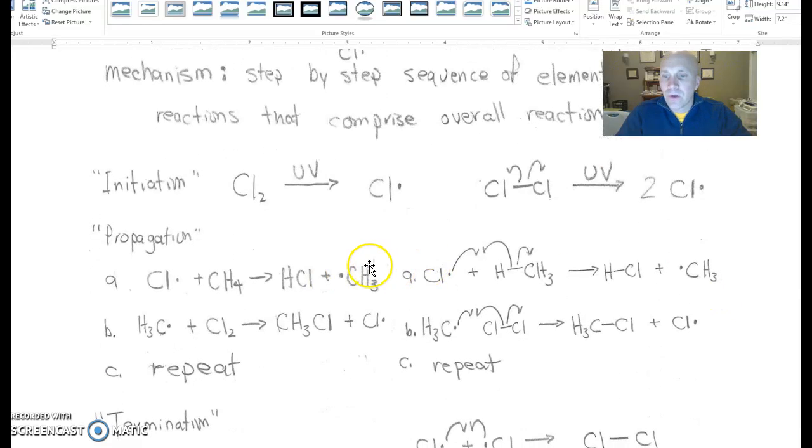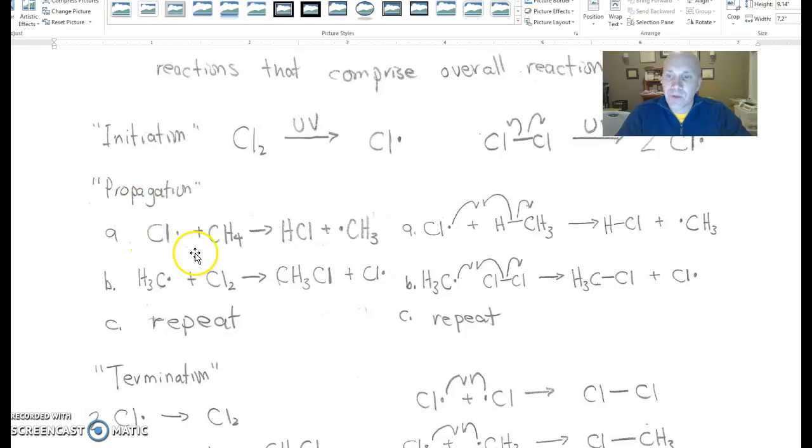What happens next is what's called propagation. One way you can think about it is that a chlorine radical is going to react with methane. That's going to abstract one of the hydrogens from the methane to make HCl, but that's going to leave this right here, a methyl radical, as a product. That methyl radical is then going to react with some of the original chlorine, and that's going to make this molecule right here, which is chloromethane, along with a chlorine radical.